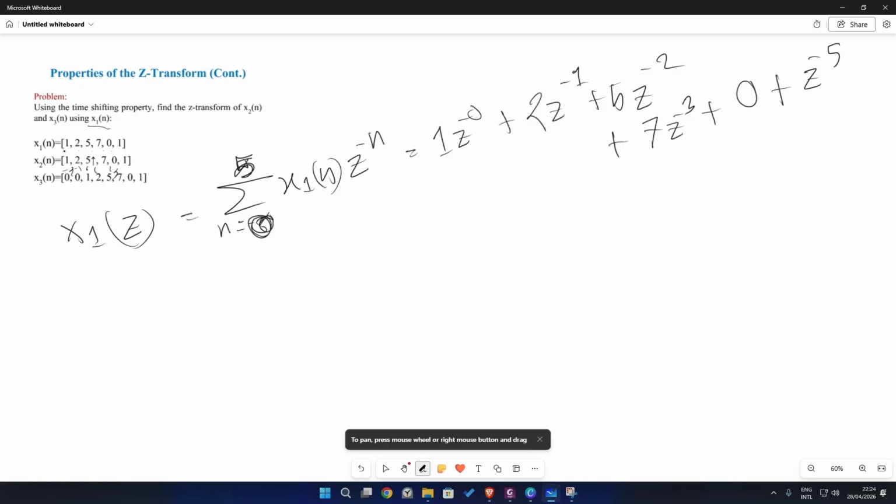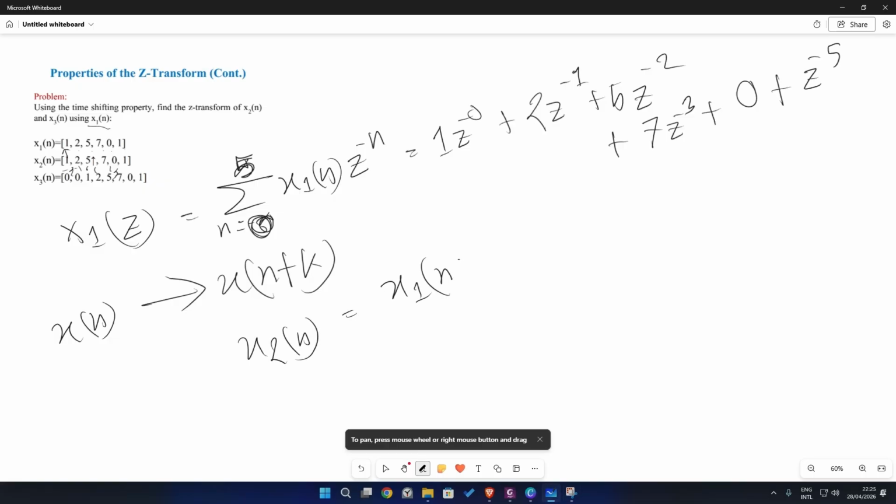So we are seeing here that if there is an arrow, the signal is shifted forward. So it is advancing. If something is advancing, we can write it as x[n plus k]. K steps it has been forwarded, it has advanced. If we write x2[n], it can be represented as x1[n plus 2]. 2 steps it has been forwarded or advanced. So we already know the formula here.